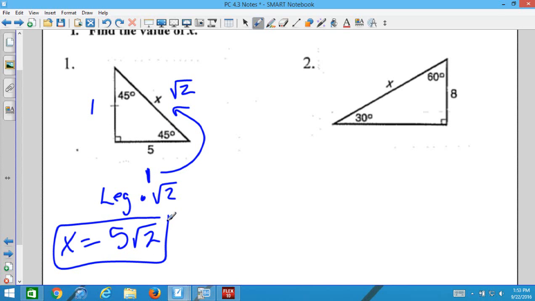Number 2, we've got 30, 60, 90. Across from 30 is always 1. Hypotenuse is always 2. Then the third side is square root 3. We have to find the hypotenuse. It's double the short side. So x is times by 2. What do we get? 16. Good.